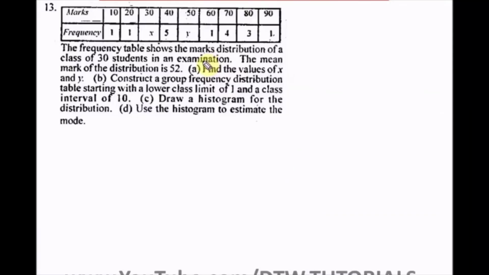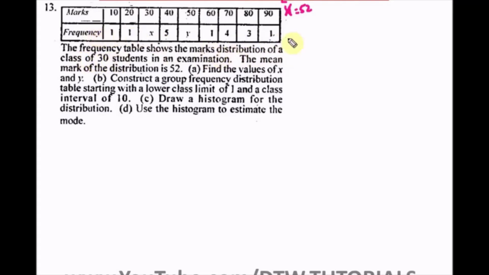Question 13A of the WAEC 2018 Mathematics Theory question. It says the frequency table shows the marks distribution of a class of 30 students in an examination. The mean mark of the distribution is 52. So we've been told our mean, x bar, is equal to 52. And we've been told the frequency table is the marks distribution of the class of 30 students.